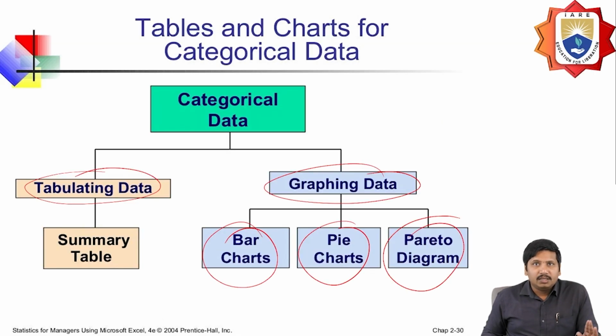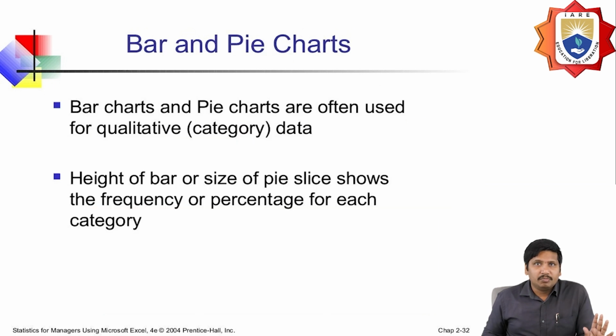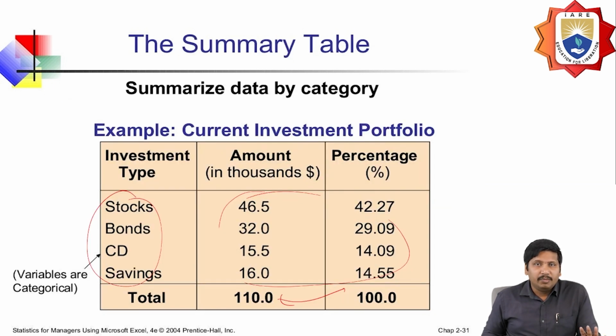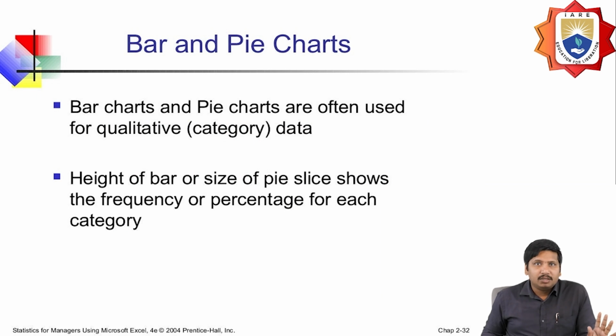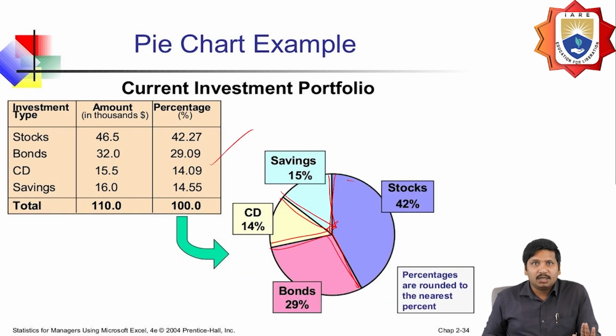And the next one is the representation of categorical data. For that, we have the summary table and the graphing table. Through graphing tables, we construct bar charts, pie charts, and Pareto diagrams. The summary of the table, everything we have should be represented in the table, which is the better way. The bar charts and pie charts are mainly useful for presenting categorical data. By taking an example, I constructed how the column chart, row chart, and pie diagram are constructed.